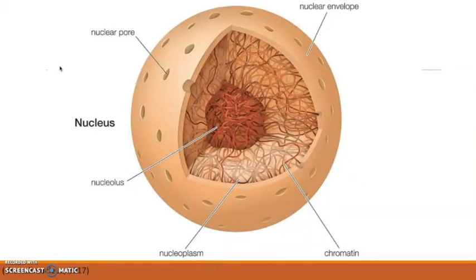So here's the basic structure of the nucleus. It has a nuclear envelope with nuclear pores, a nucleolus in the center, usually in the heart of the nucleus, nucleoplasm, and chromatin. So now I'm going to talk more about every part of it in detail and tell about their functions.